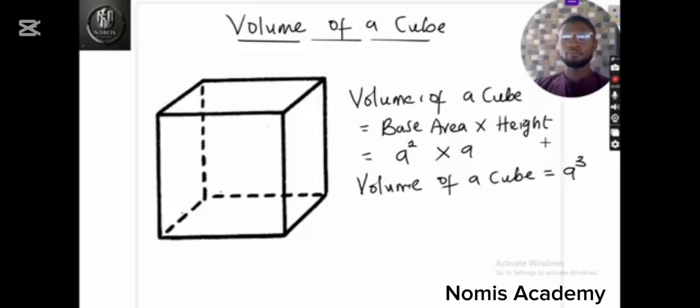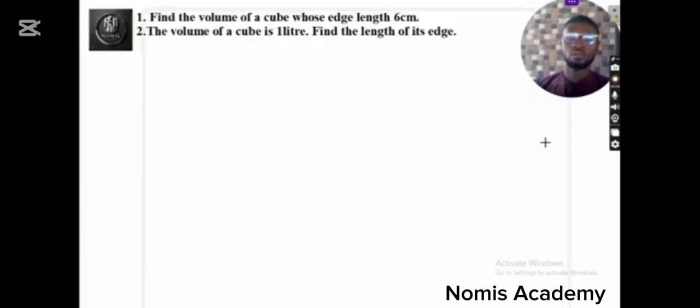So we say the volume of a cube is a cube. Let's take some questions on the volume of a cube. Question number 1 says, find the volume of a cube whose edge length is 6 centimeters.